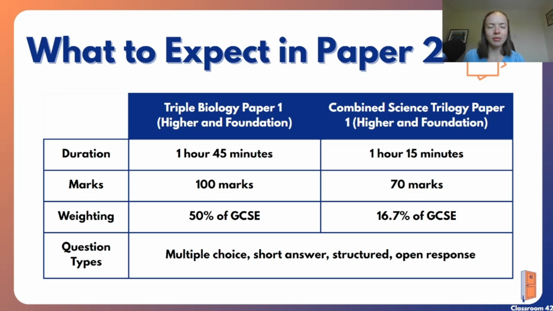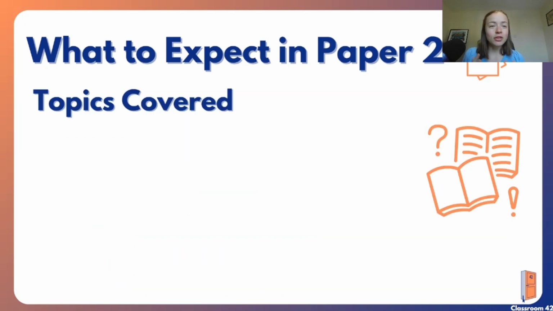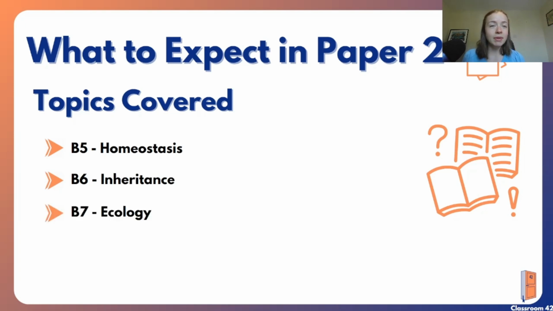So you've done one of these exams now and hopefully you should have a good idea of what it feels like to go through those different kinds of questions. But just in general, remember this is your last biology paper. So really try and keep that energy up and know that you're just adding to what you've already achieved. So the topics covered, as you probably well know, are B5 Homeostasis, B6 Inheritance, Variation and Evolution, and B7 Ecology.